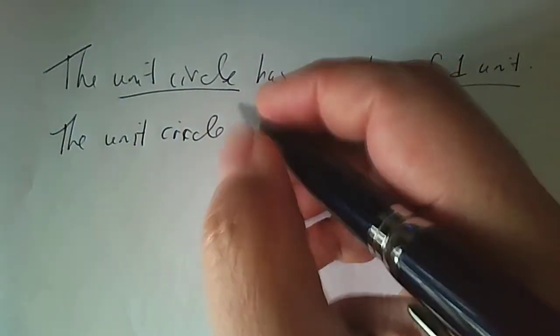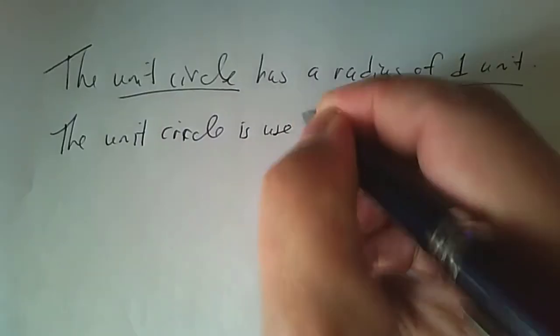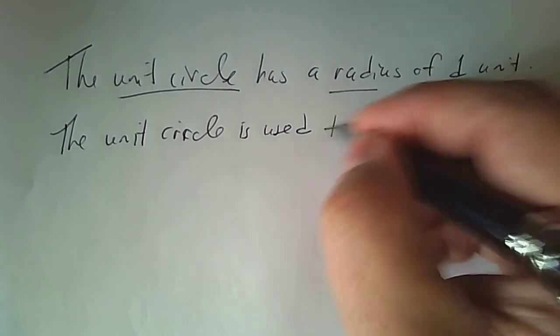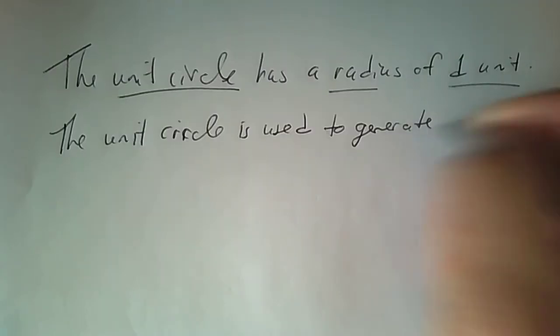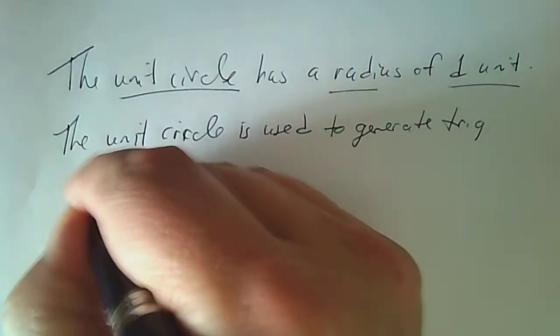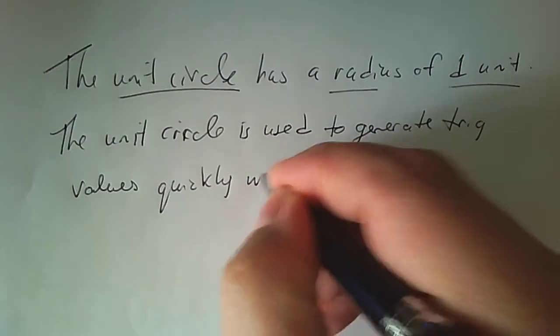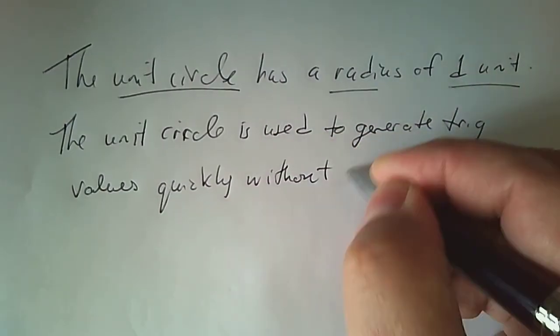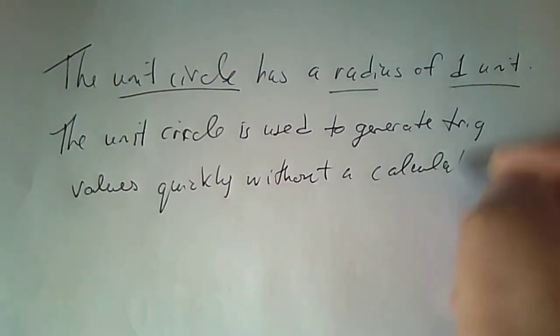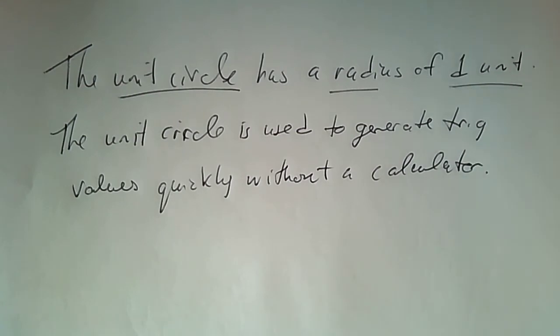Why do we need it? So the unit circle is used to generate trig values quickly without a calculator. To know the unit circle, first of all, we're going to understand where it comes from. And then we'll actually build our unit circle, with an expectation to have it memorized.